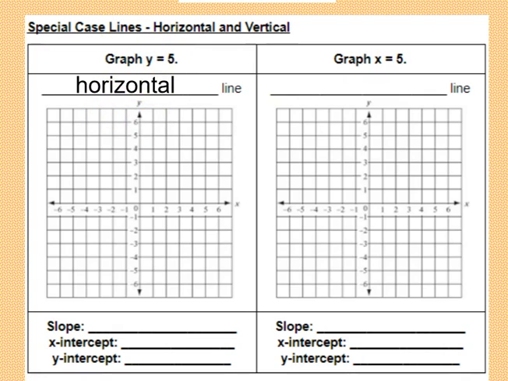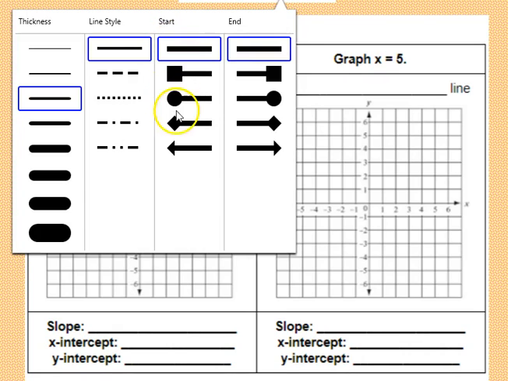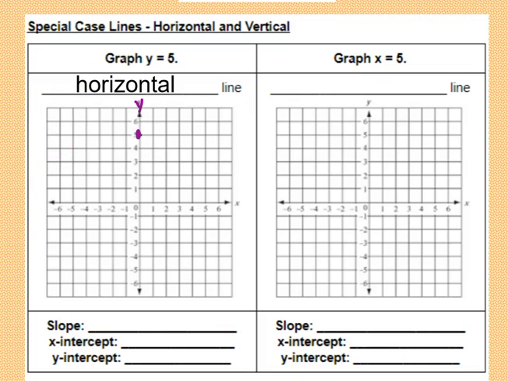So to graph it, we would go to the point y equals 5. So we go to our y-axis, go to 5, put a point there. And then we would draw a horizontal line through that point. All right. So since this is a horizontal line, its slope would be 0.